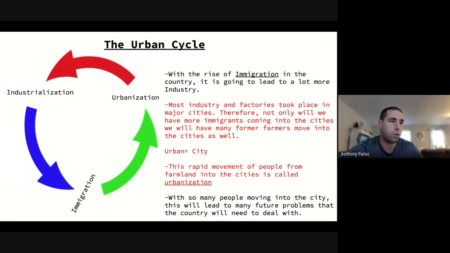And that's why New York City is one of the wealthiest areas of the country, why you have a lot of people there, because it's a major city and a lot of jobs are there, like factory jobs, even today.